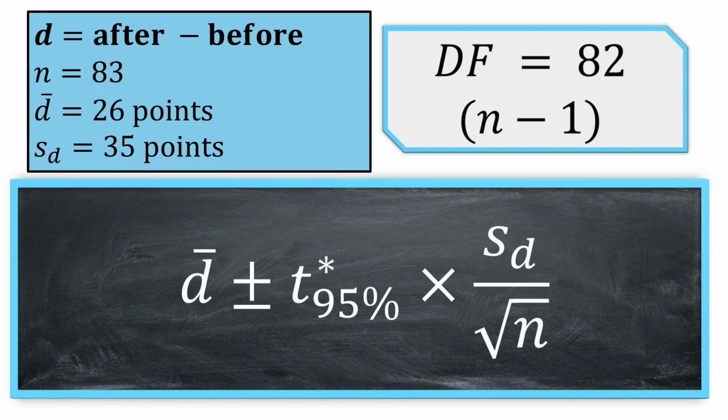So again, the confidence interval always has the same form. There's a point estimate plus or minus a margin of error, and the margin of error is just a critical value times a measure of uncertainty. So in this case, the point estimate is the mean difference from the data, and the critical value comes from a t-table. The measure of uncertainty is just the standard error of d bar.